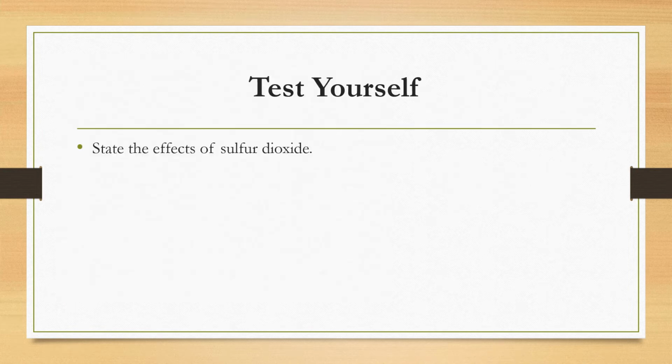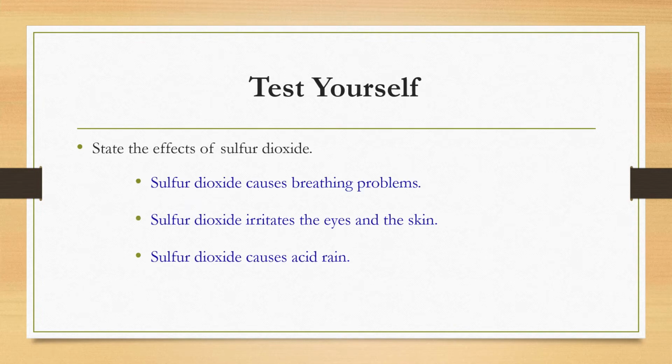Let's now have a quick check on what you have learned. State the effects of sulfur dioxide. Sulfur dioxide causes breathing problems. It irritates the eyes and the skin and also causes acid rain.